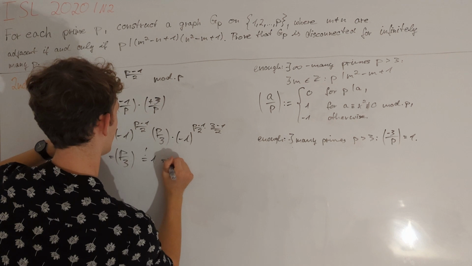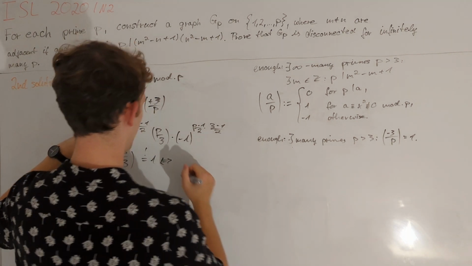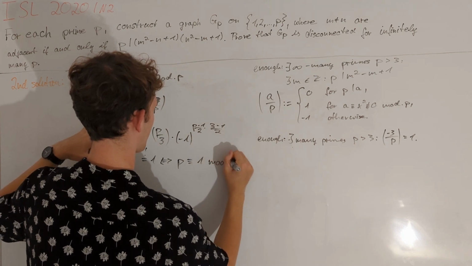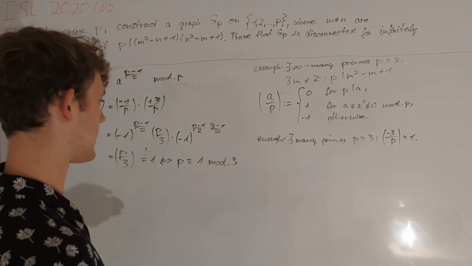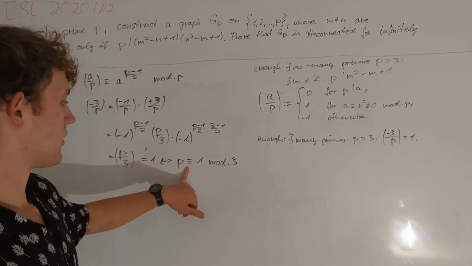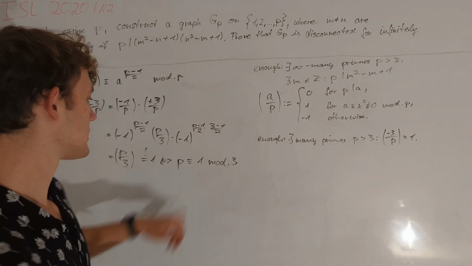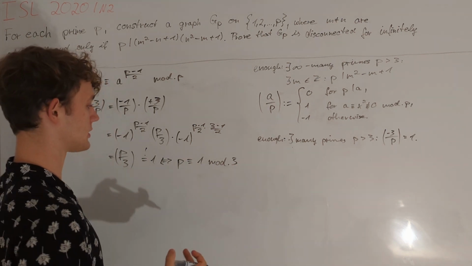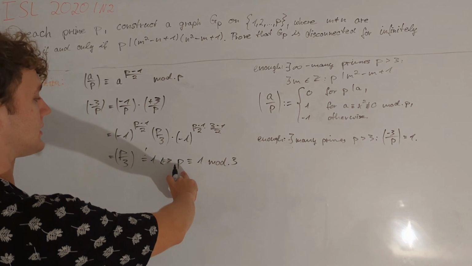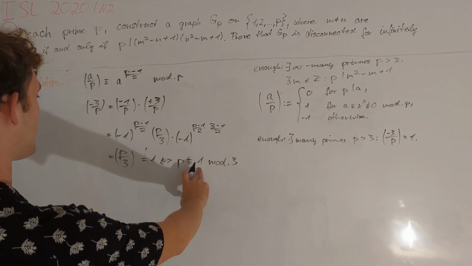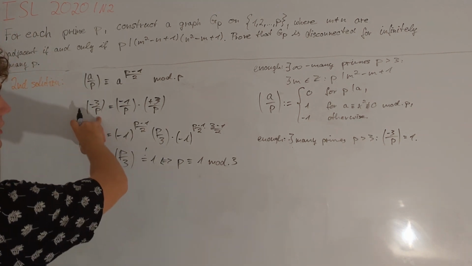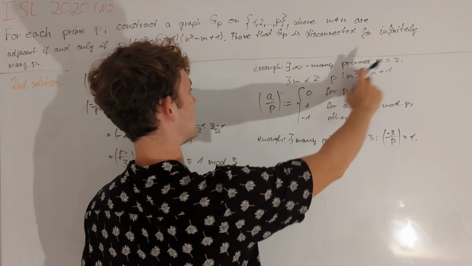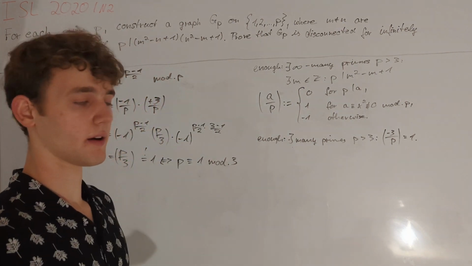if and only if p is congruent to 1 mod 3. But now we know that by Dirichlet's theorem on primes in arithmetic progressions, there are infinitely many such primes because 1 and 3 are both coprime integers. Therefore, there exist infinitely many such primes for which also this condition holds, and therefore there exists also an m for them such that p divides m squared minus m plus 1. Therefore, we are done.